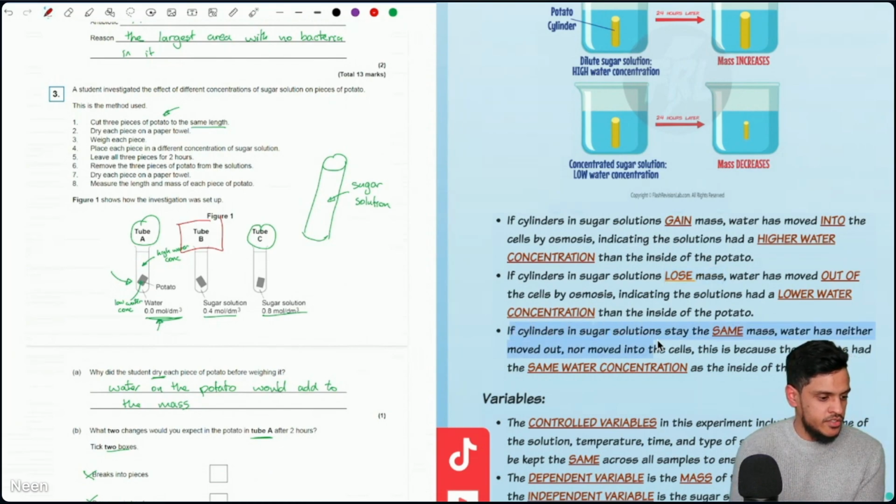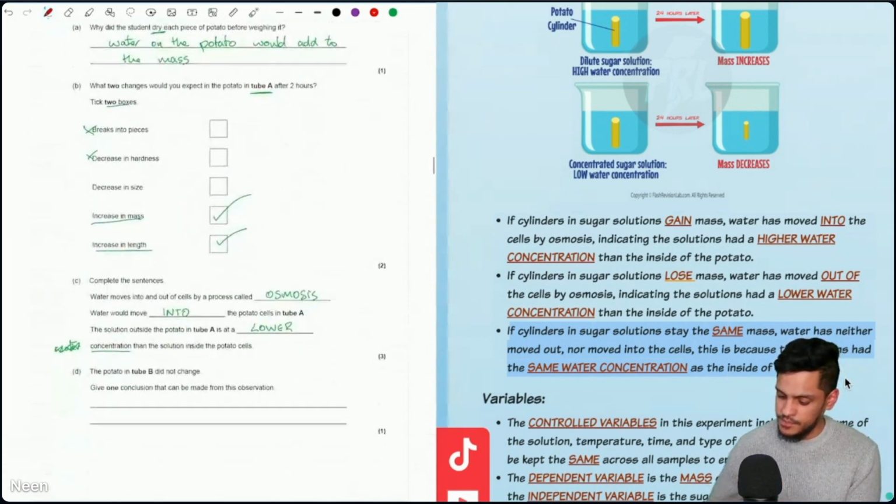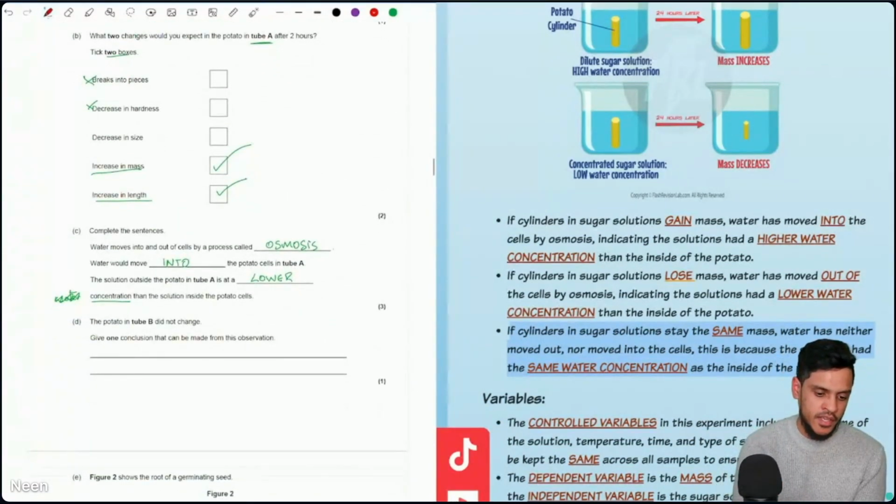If cylinders in sugar solution stay the same, the water hasn't moved in or moved out of the cell. That's because they have the same water concentration as inside the potato. So remember I said here, there's a sugar solution inside the potato. That solution has the same concentration as outside. So the solution inside the potato is the same as the liquid outside. Yep, well done, Georgie. The concentration of water in the potato and the surrounding solution is the same. Yeah, that's the answer.